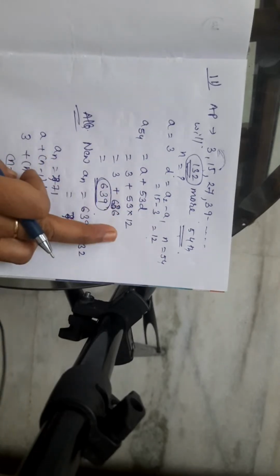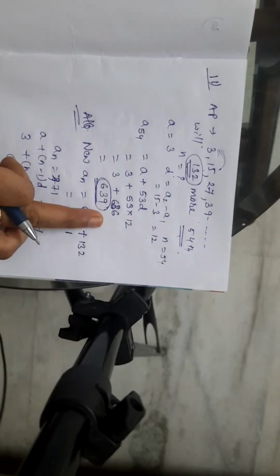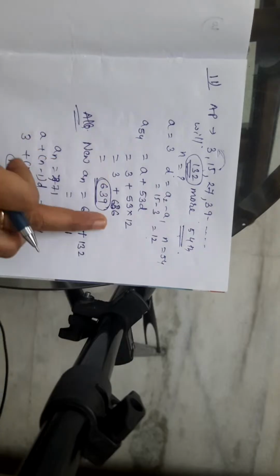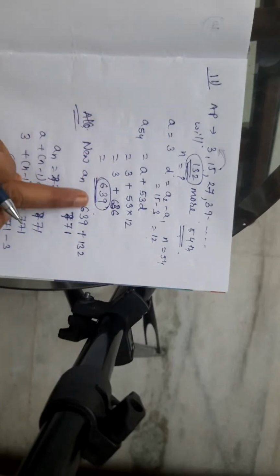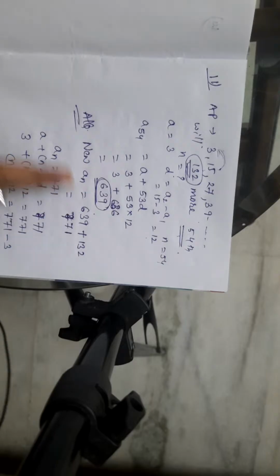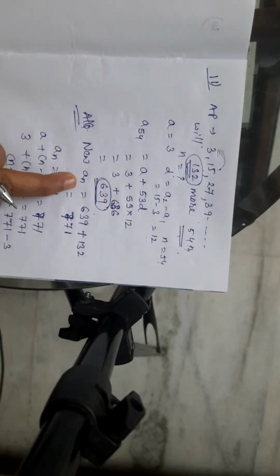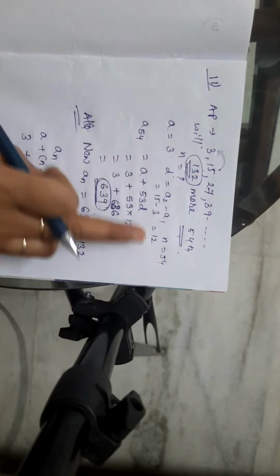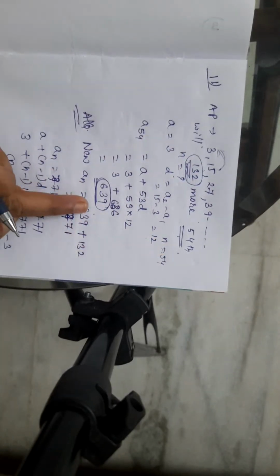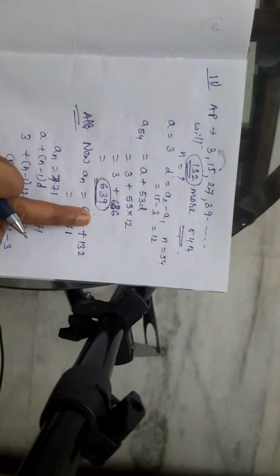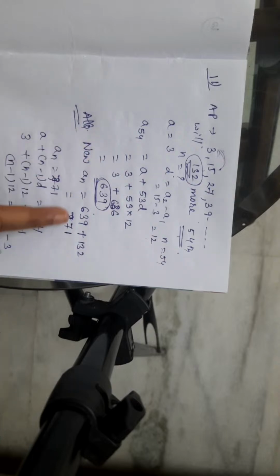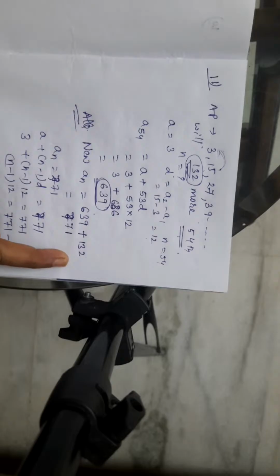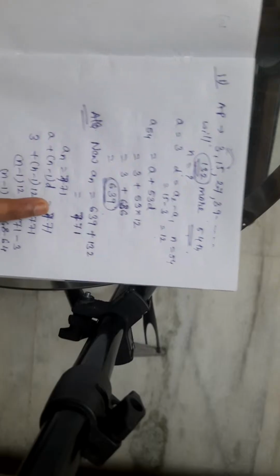Now multiplying 53 and 12, it's 636. After getting the value, we need to add both: 636 plus 3 is 639. We got A54 as 639. We need to find AN, which is 132 more than the 54th term. Here we calculated the 54th term as 639. So now we need to find AN. The new AN is 639 plus 132, so it's 771. We got AN as 771.